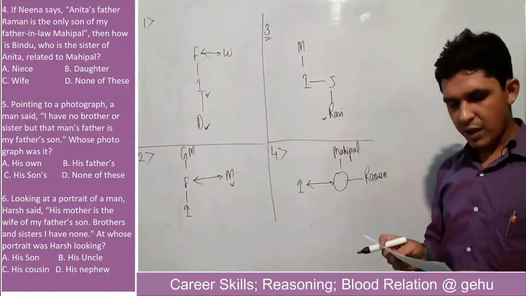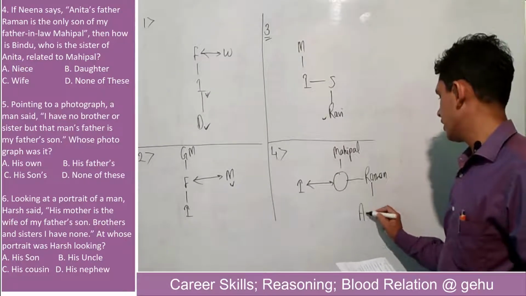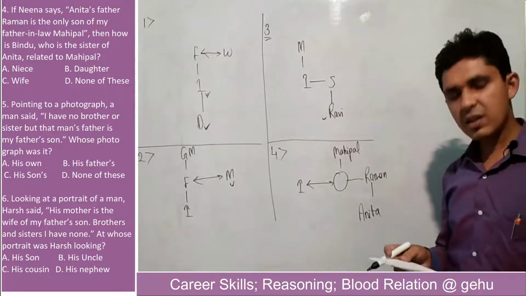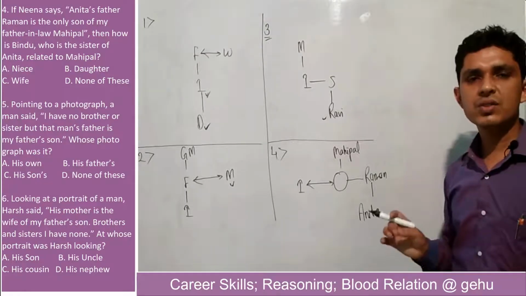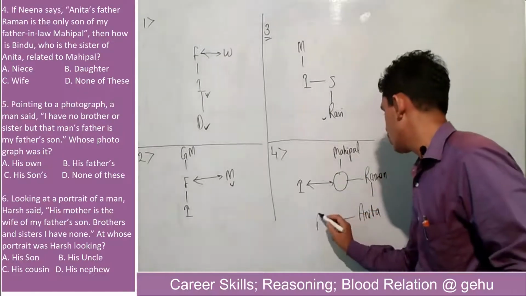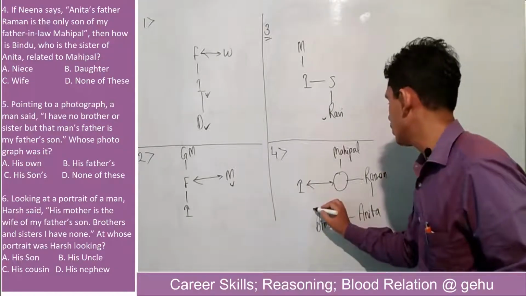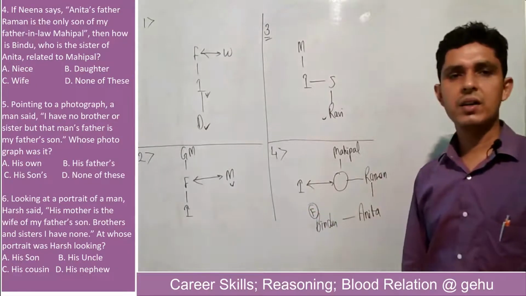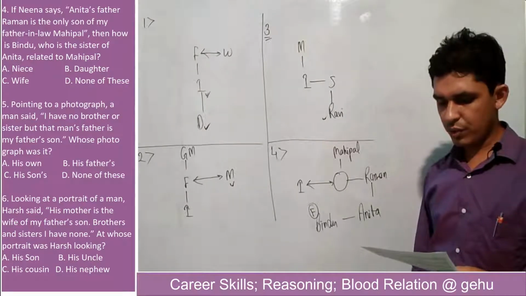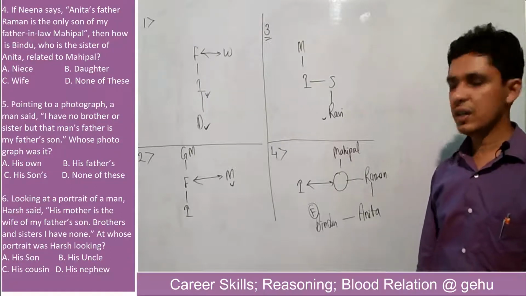right? Raman is whose father? Raman is Anita's father. So this can be drawn. Thereafter, how is Bindu, who is the sister of Anita, related to Maipal? If I come to draw Bindu, Bindu will be on the same generation as Anita, and as a female, Bindu will be female, right? So the question is, how is Bindu, who is the sister of Anita, related to Maipal?